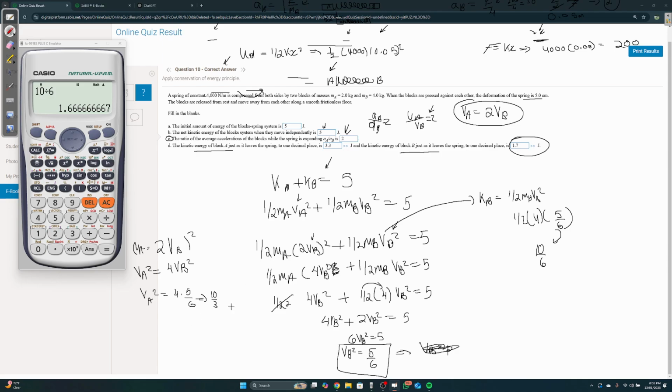Okay. And so you get 10 over 3 for VA squared. So now you can go back. Kinetic energy of A is actually half MA VA squared. So you substitute this with 10 over 3, this with 2, this with half, cancel. You're going to be left with 10 over 3, which is 3.3. It's quite long, I know, but these questions, you probably won't see them in your exam.